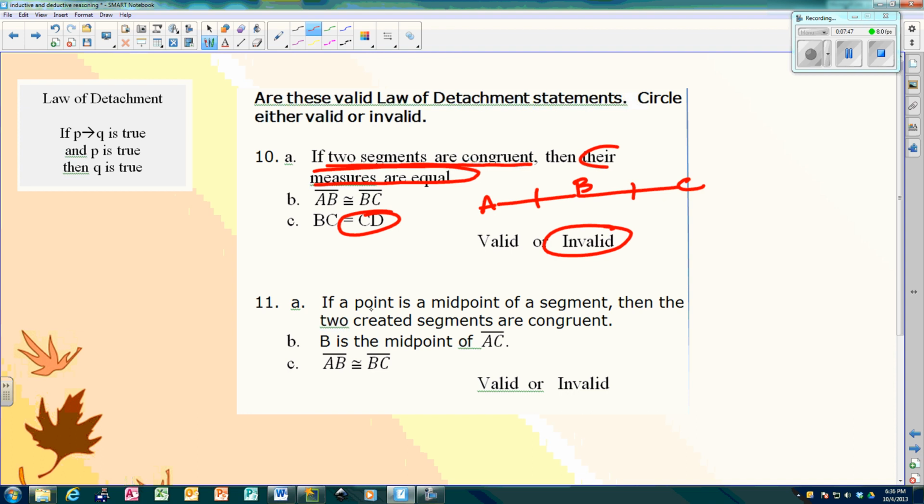All right. If a point is a midpoint of a segment, so if I have a segment over here and I have a point that's the midpoint, so that means this piece equals this piece, then the two created segments are congruent. Yes, I have them marked as congruent. If B is the midpoint of AC, then AB is congruent to BC. This would be valid.